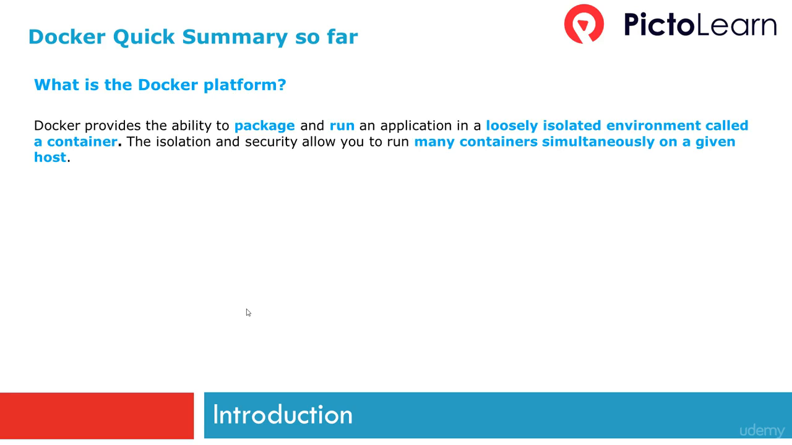Let's have a quick recap of Docker. We will go through whatever we've learned so far. So what is the Docker platform? Docker, as we know, provides the ability to build, ship, and run applications. So build and ship would mean to package it and run an application in a loosely isolated environment called a container. The isolation and security allow you to run many containers on a given host.